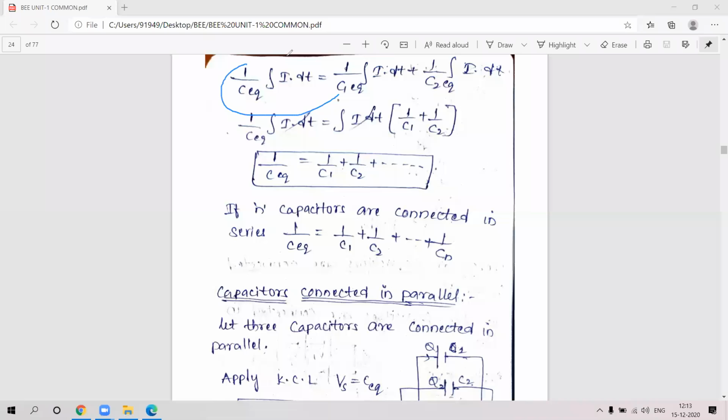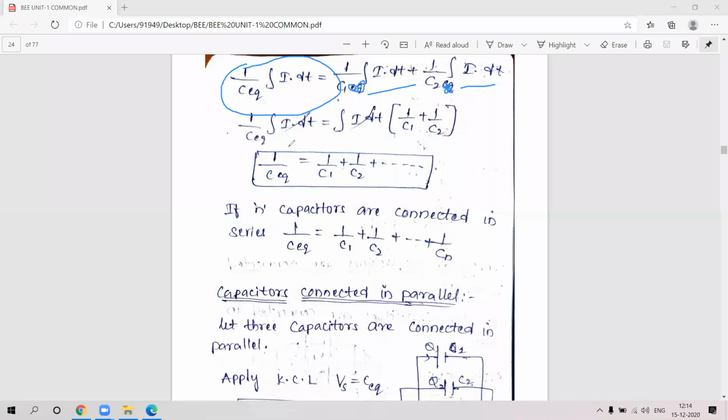1 by C equivalent integral IDT is equal to 1 by C1 integral IDT plus 1 by C2 integral IDT. What is common here? Integral IDT is common for both. I am taking it out: integral IDT, open the bracket, 1 by C1 plus 1 by C2. The integral part is common on the left and right side, so the integral IDT gets cancelled.